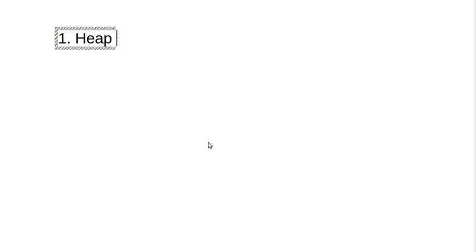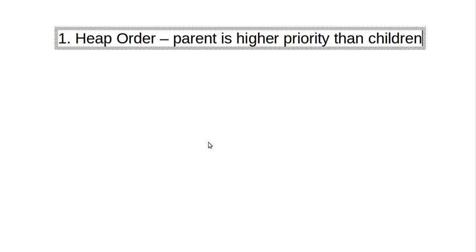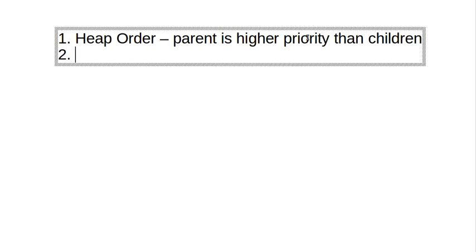One is that it has to have heap order. And what that means is that the parent is higher priority than children. Note, it does not matter whether the left child or the right child is a higher priority. All that matters is the parent is higher priority than its children. So that's our requirement for heap ordering, which is a fundamentally different ordering than our BST, but it's all that we need for building a heap and doing the operations that we want for a priority queue.